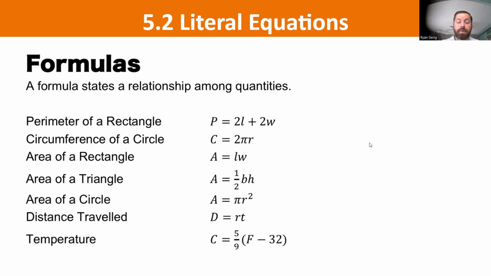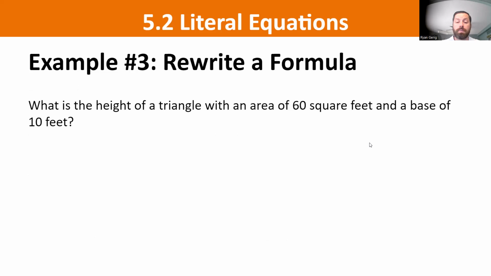Okay, so how are we going to use that? Well, we're going to rewrite a formula based on what we're looking for. What is the height of a triangle with an area of 60 square feet and a base of 10 feet? So the area of a triangle is 1/2 base times height. We want to solve for h because we're looking for the height. Well, how do I do that? Well, I need to move the 1/2 and the b. How do I move that 1/2?